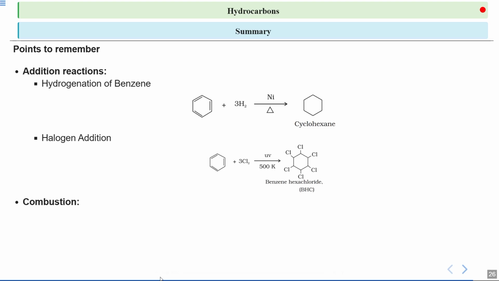Lastly, we talked about combustion. The general equation for combustion was CxHy plus (x plus y by 4) moles of oxygen, giving us x CO2 and y by 2 H2O.